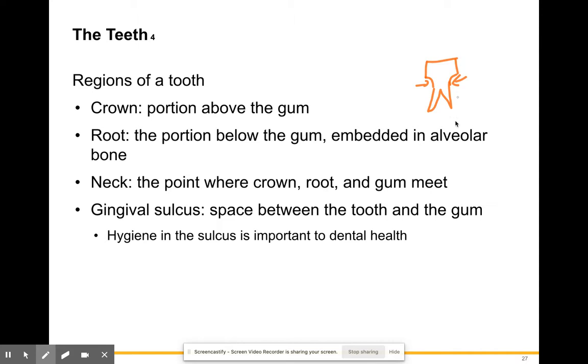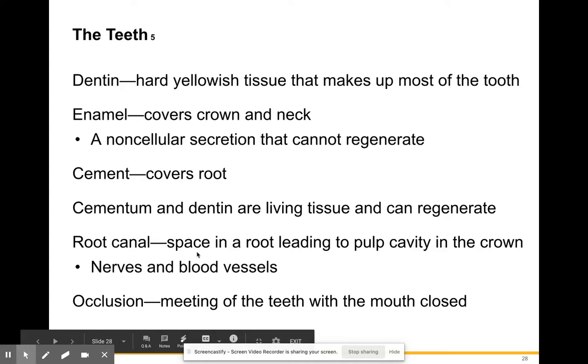Okay, then we have the gingival sulcus, which is the space between the tooth and gum. So over here would be a gum, right? All of this would be gum. And the space between here is the gingival sulcus. Okay, hygiene in the sulcus is very important to your dental health. If plaque gets too caked up in there, you can lead to dental problems.